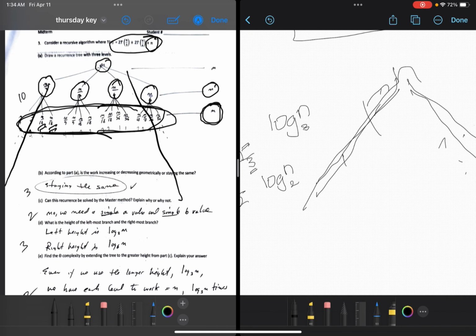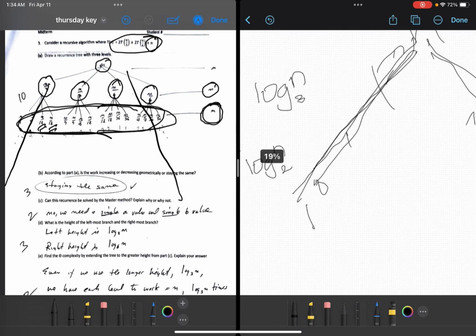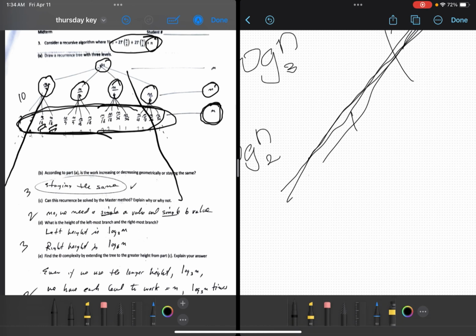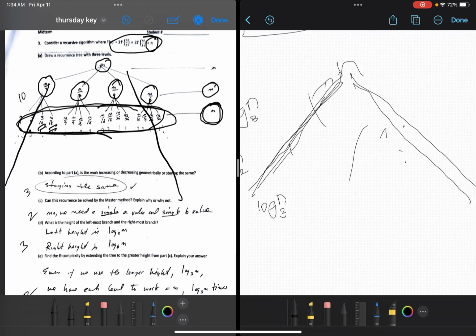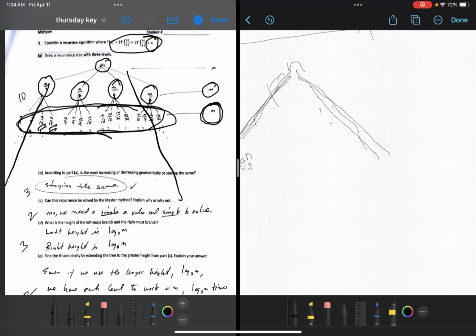So the height of the leftmost branch is going to be log n base 3, because we are cutting down by 3 on the first side, and on the second side we are cutting it down by 6, so the height on this side is going to be log n base 6.